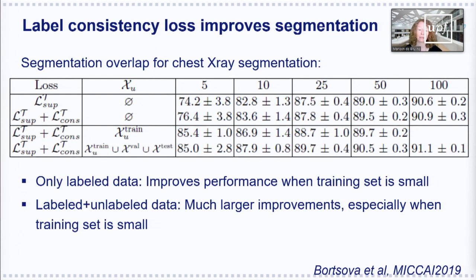Now, if we also add unlabeled data, which we can typically obtain for free, manual annotations are time consuming to make and can be difficult to obtain, but often it's much easier to get access to similar data from a similar population, similar scanners, but without annotations. So such unlabeled data can be used also, where we don't have the supervised loss, only the consistency loss terms. And if we add such unlabeled data in addition, we see a large increase in performance, especially when the training set is small.